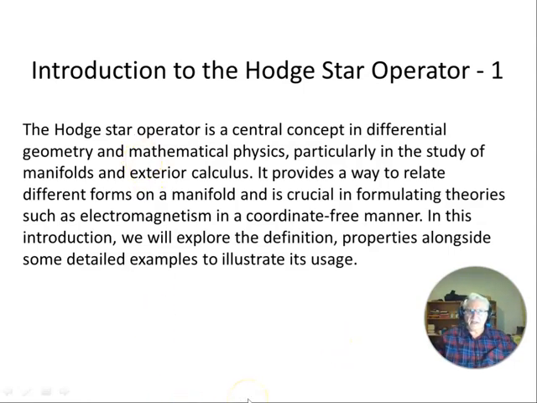So the Hodge star operator is a central concept in differential geometry and mathematical physics, particularly in the study of manifolds and exterior calculus. It provides a way to relate different forms on a manifold and is crucial in formulating theories such as electromagnetism in a coordinate-free manner. Now, in this introduction, we'll explore the definition and properties, alongside some detailed examples to illustrate its usage. This is part one, and the video that follows will be part two.